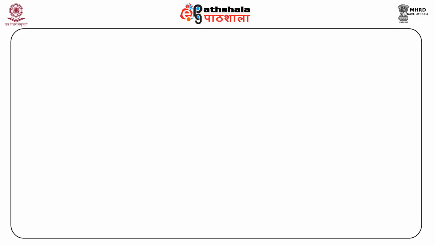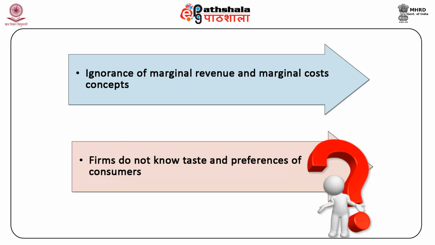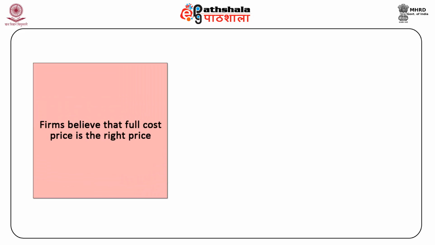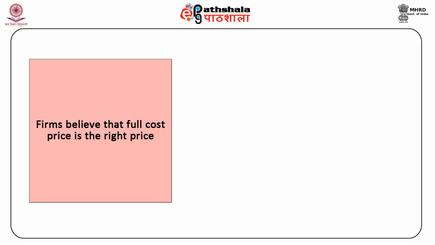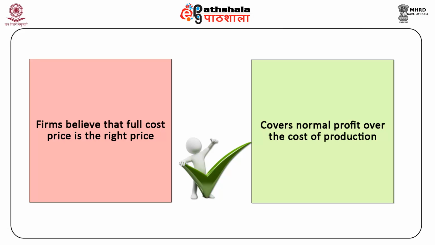The second reason is that they also expressed ignorance of marginal revenue and marginal cost concepts because of the absence of any data. This is so because firms do not know the tastes and preferences of the consumers and so are not aware of their demand functions and marginal cost. The third reason was that the firms believe that full cost price is the right price as it covers normal profit over the cost of production when the plant is normally utilized.